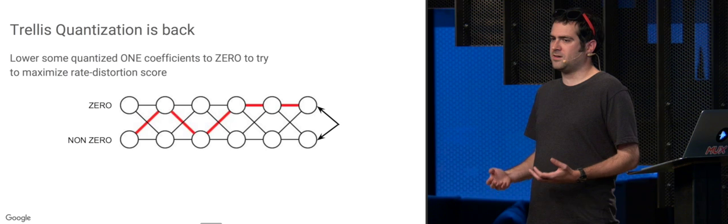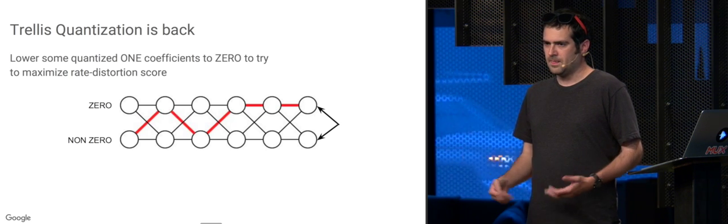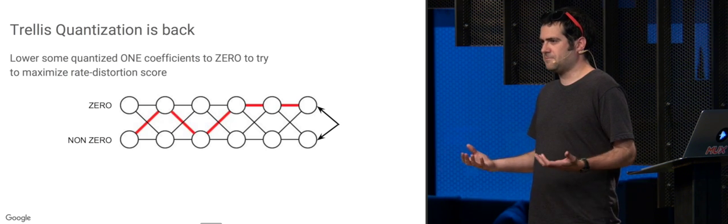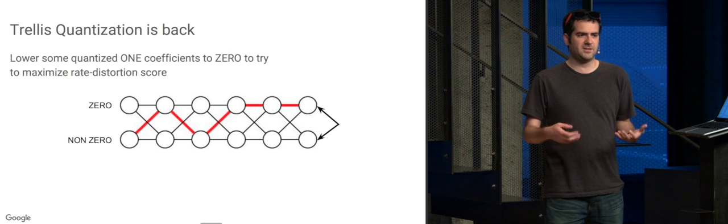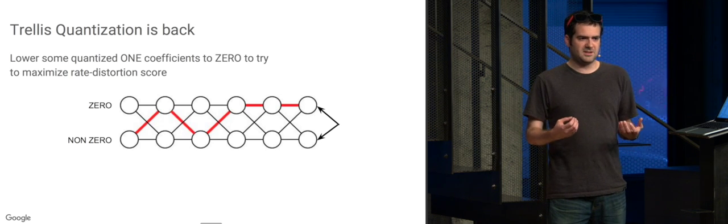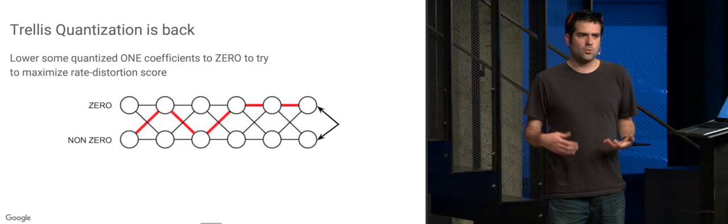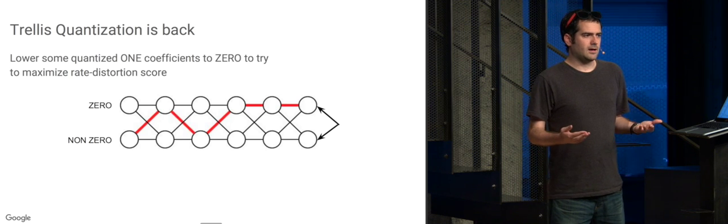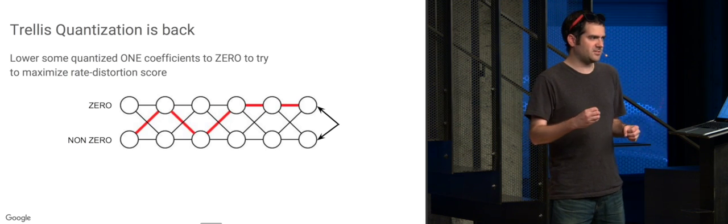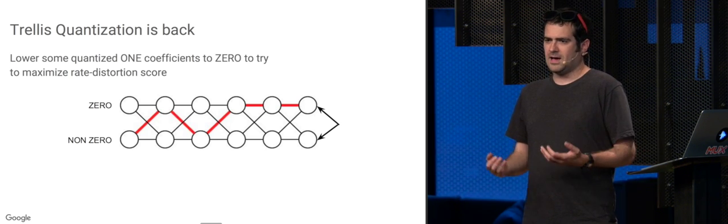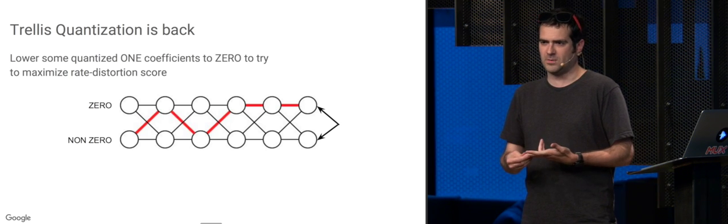So we have Trellis Quantization turned back on, and what this allows us to do is lower some quantized coefficients. If you're not familiar with it, a typical video codec will divide the video into blocks and do some sort of transform, like the DCT, on those blocks, and take the DCT coefficients it spits out and quantize them, which in our case is just a fancy word for rounding. So we're taking these quantized DCT coefficients and saying, what if we lower some of these a little bit to try to avoid having to send them? How much would that make the video look worse versus how much are we saving?